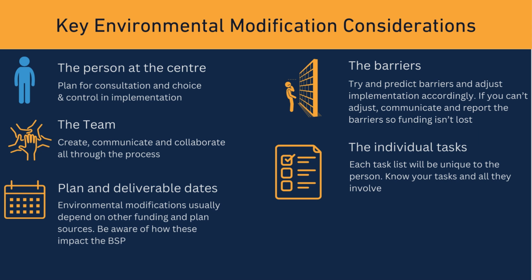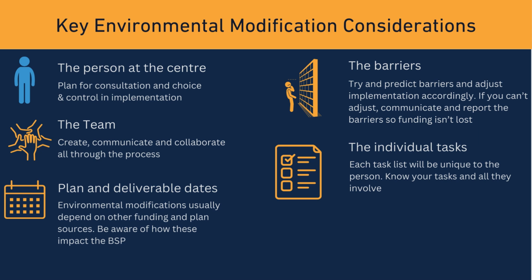Look at plans and deliverable dates. Many of these are structured and set in stone, so things like the NDIS plan dates, but think about the fact that environmental modifications depend on other funding. So core funding, capacity building funding. So be aware of how these are likely to impact on your behaviour support plan implementation.